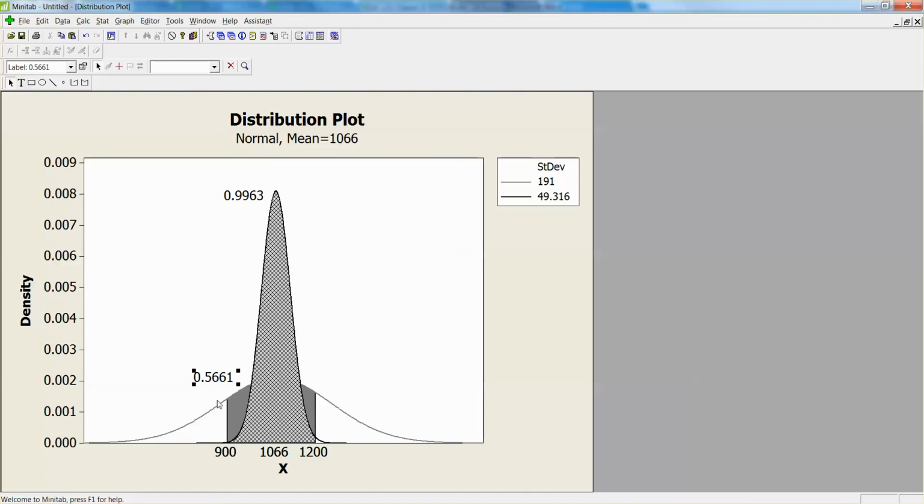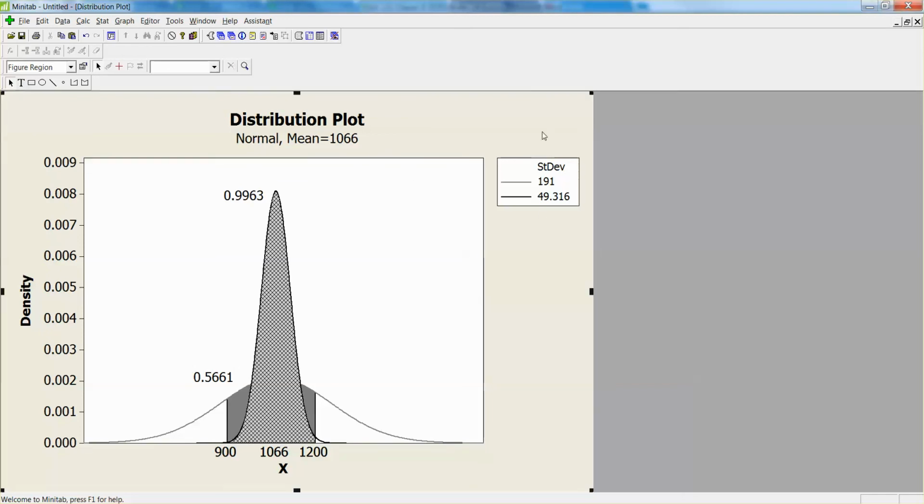The shorter gray curve has a standard deviation of 191. The taller, skinnier curve has a standard error of 49.316. And that means that way more of the data is between 900 and 1200. If you'd like, you could draw a little sketch of that over on the side of your paper so you can explain the difference between the two curves.